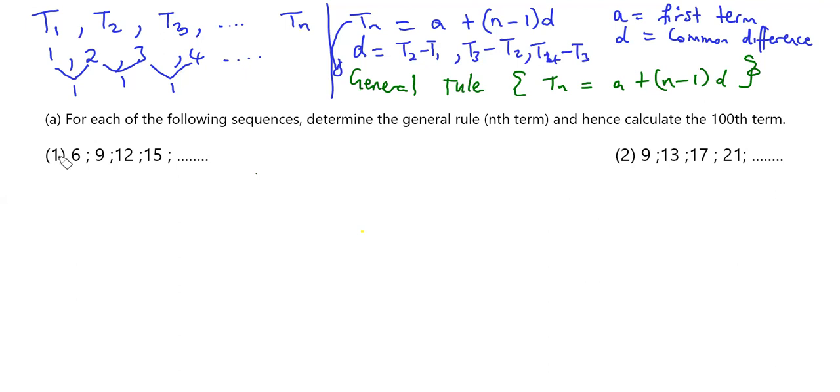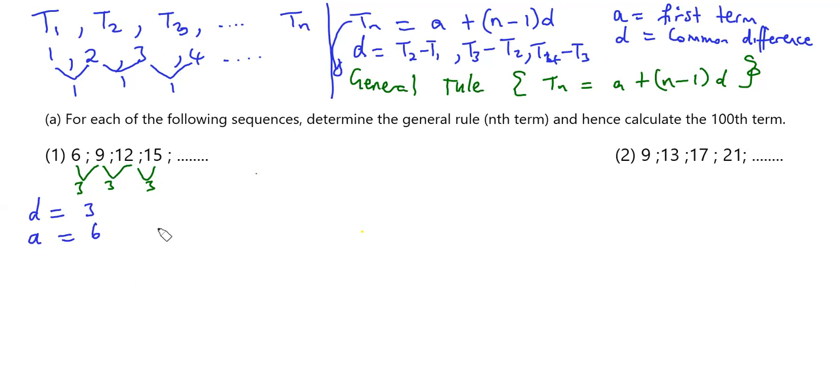So let's see what we have. The first question here is 6, 9, 12, 15. What is the common difference here? If we say 9 minus 6, we get 3. If we say 12 minus 9, we get 3. If we say 15 minus 12, we get 3. So we have a common difference. Our d is going to be equal to 3. Then our a is our first term, which is 6.